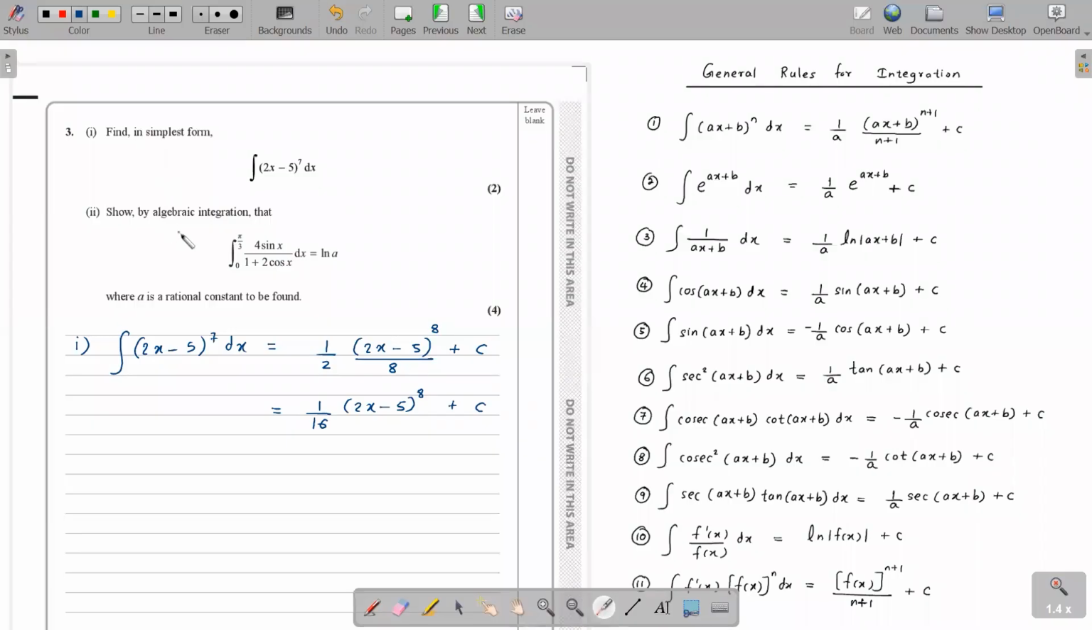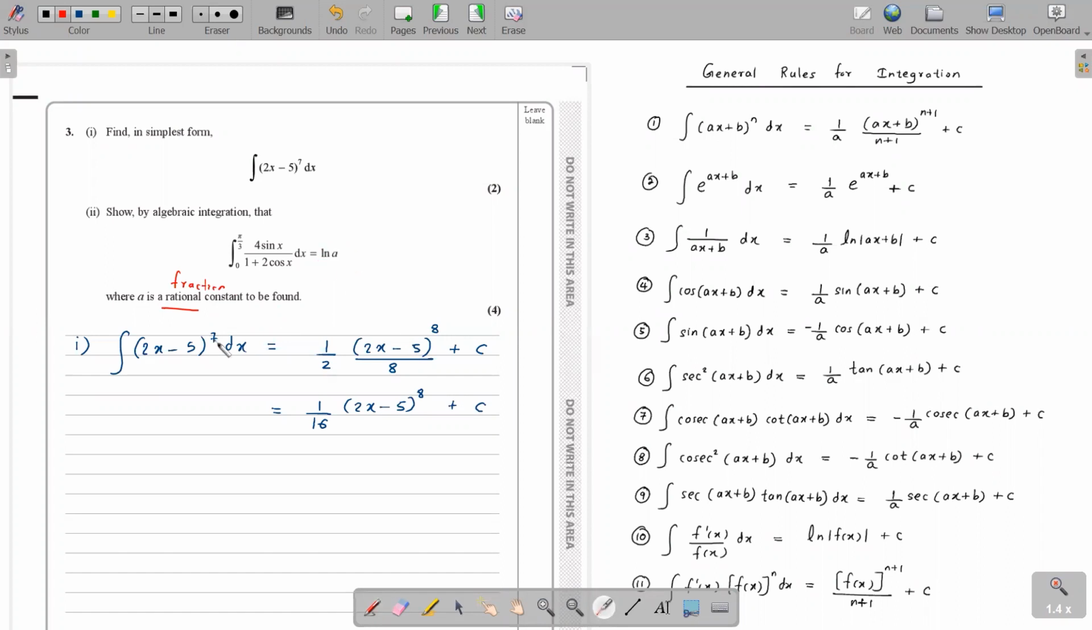Roman number 2: show by algebraic integration that the integral from 0 to pi over 3 of 4 sine x over 1 plus 2 cos x with respect to x is ln a, where a is a rational constant to be found. So what's a rational constant? A rational constant means a fractional constant. So it's a fraction value here, something like ln 1 over 2 or ln 5 over 6. So here your a is a rational number, a fraction value.